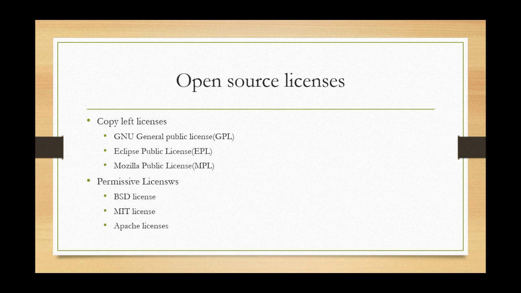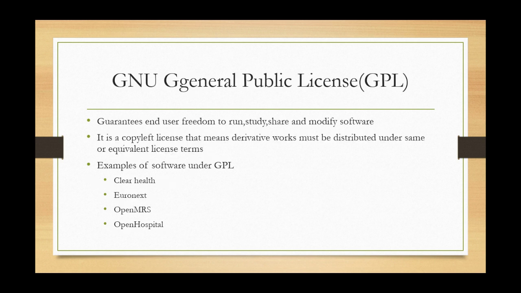And the Open Source Initiative, that organization, put out a list of approved licenses, and it consists of about 80 open source licenses that are most commonly used. So in here, we have just selected a few open source licenses that are popular. For example, among the copyleft licenses, we'll talk about GNU General Public Licenses, Eclipse Public Licenses, and Mozilla Public Licenses. And under permissive licenses, we'll talk about BSD licenses, MIT licenses, and Apache licenses.